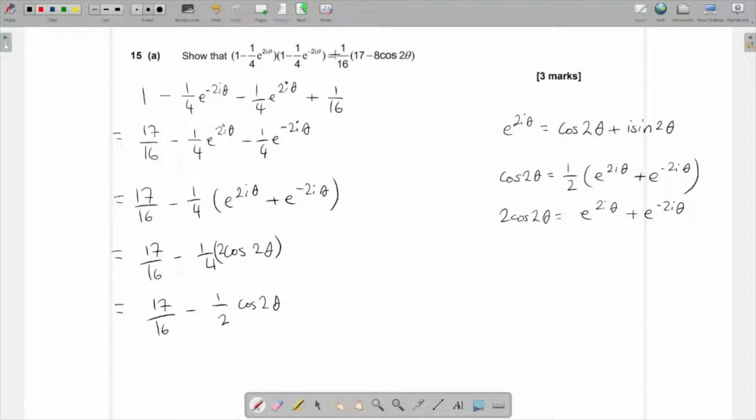Now I can clearly see that here they have factorized 1 over 16 out, so that's what I want to do. I want to deliberately take out 1 over 16. So if I take out 1 over 16, that will become a 17 here, and if I've taken out 16, I've basically multiplied this by 16, so it should be minus 8 cos 2 theta. So this is the way that is not shown in the mark scheme. In the mark scheme they show it using Euler's formula, but I just wanted to show how to do it using the exponential form of cosine. And that's part A done.